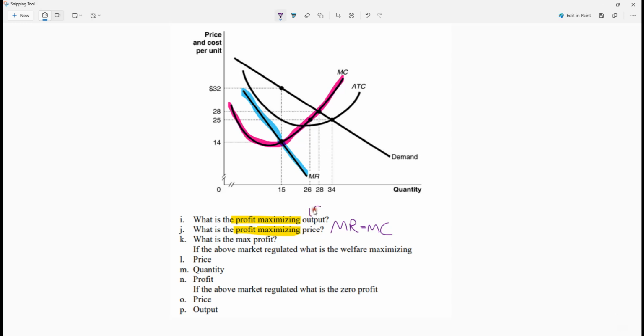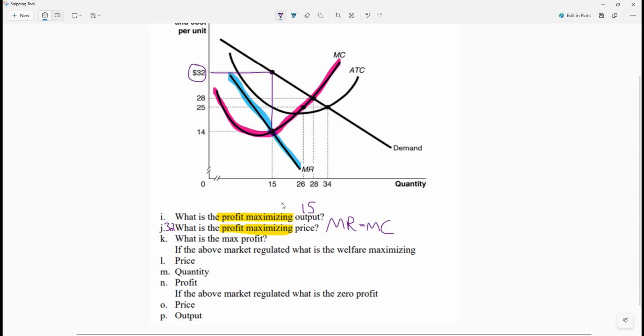That is the output. Then we say to ourselves, what's the highest price we can charge? So you follow that all the way to the demand curve. We're allowed to charge $32 if we want to sell 15 units. So 32 would be the profit maximizing price.